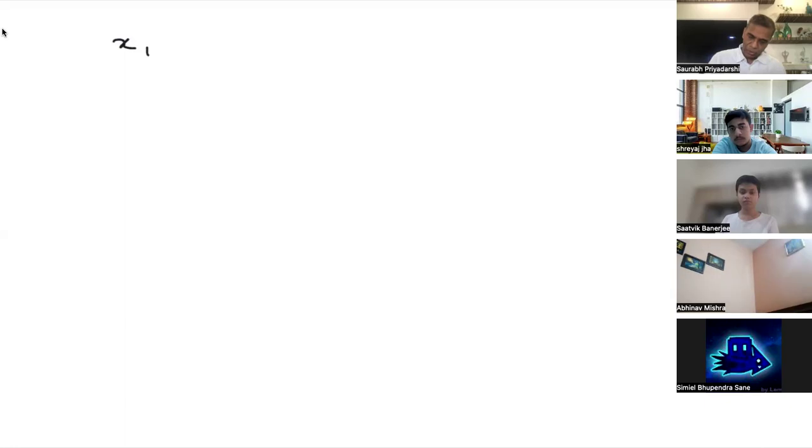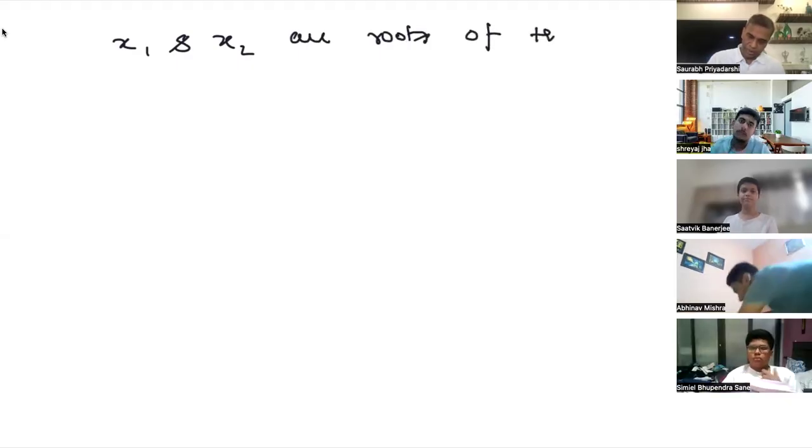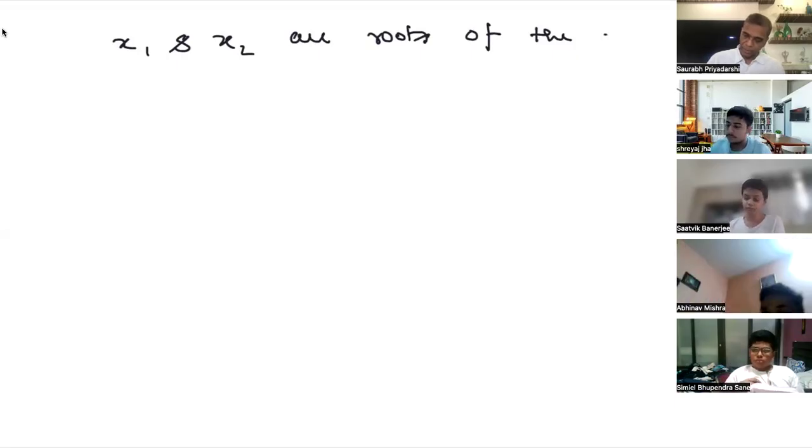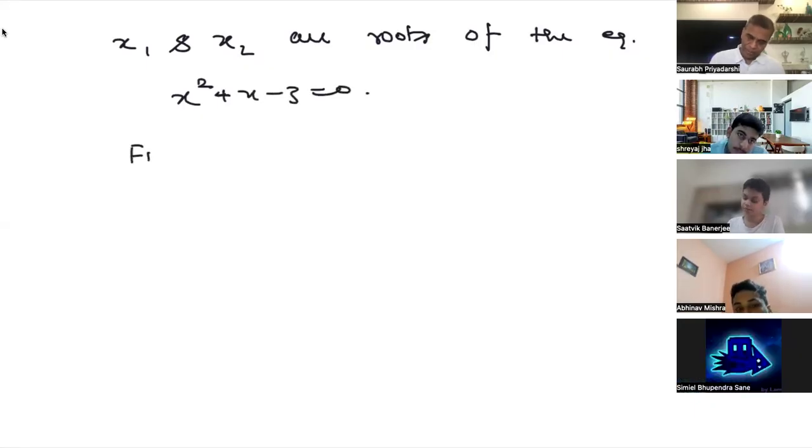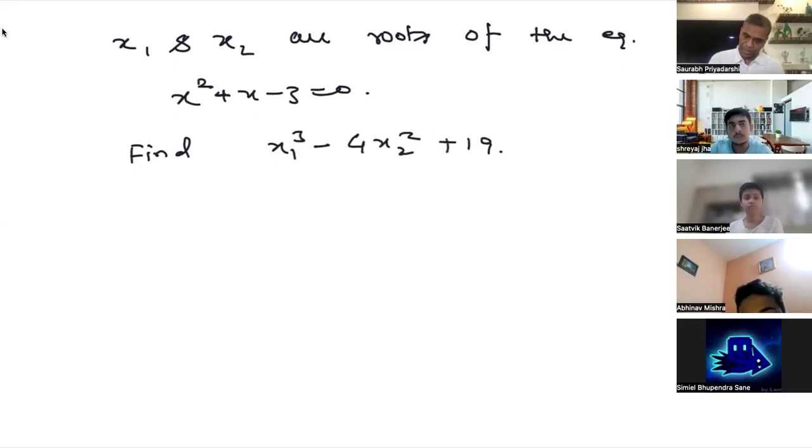x1 and x2 are roots of the quadratic equation x square plus x minus 3 is equal to 0. Find the value of x1 cube minus 4 x2 square plus 19. x1 and x2 are the roots of the given equation, right? Find the value of x1 cube minus 4 x2 square plus 19.